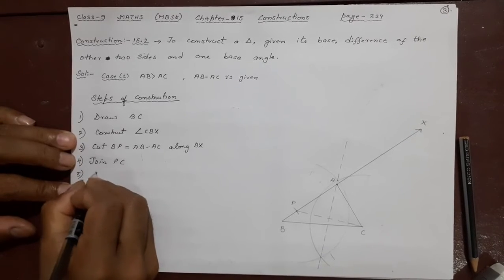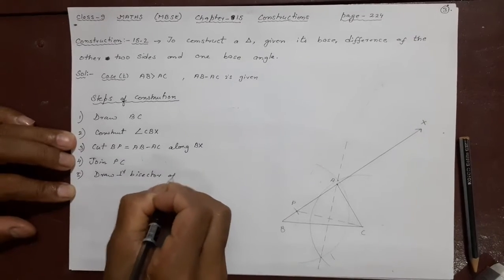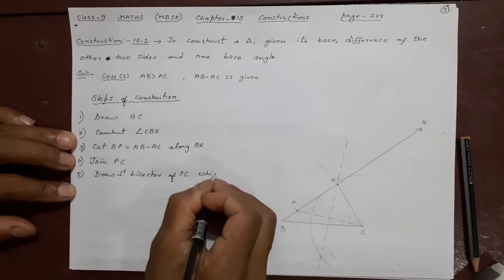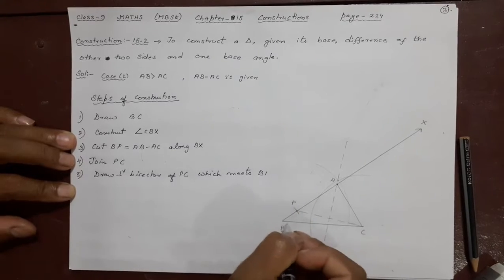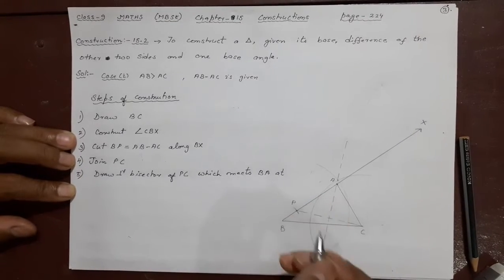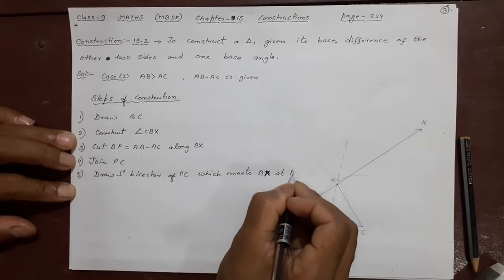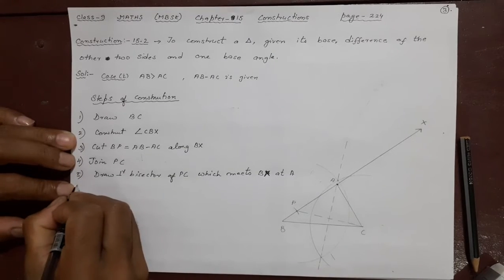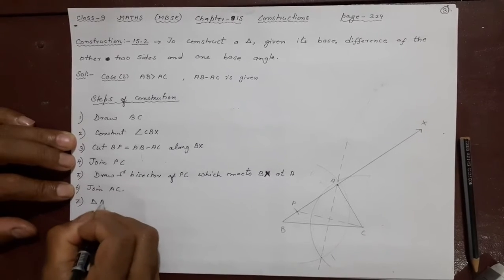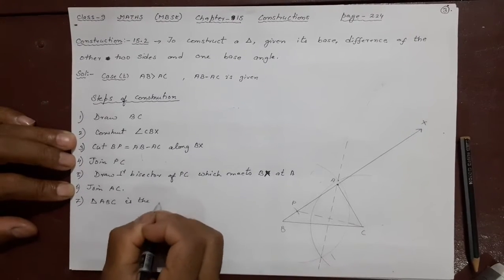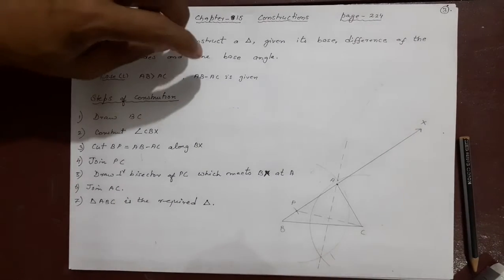Now the fourth step is join PC. Fifth step is draw the perpendicular bisector of PC, which meets BX at A. So A is found here. Now number 6, join AC. Number 7, triangle ABC is the required triangle. Remember we have the second case as well, where this will become AC minus AB.